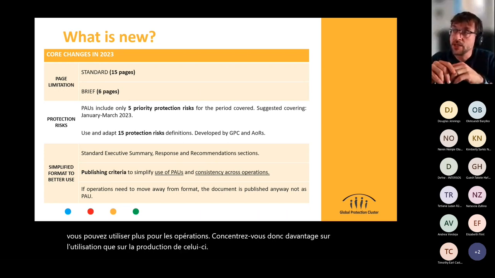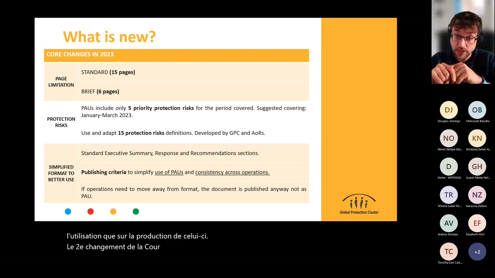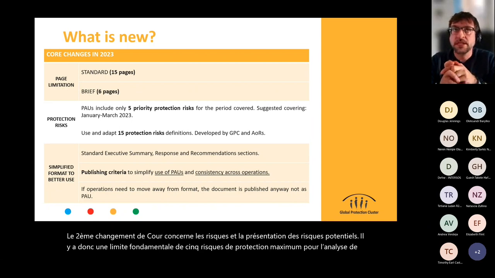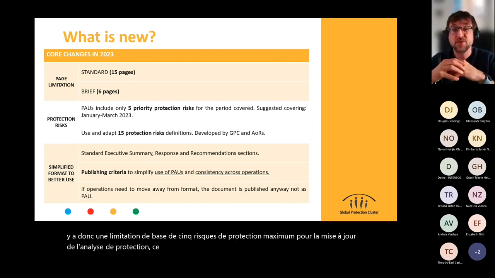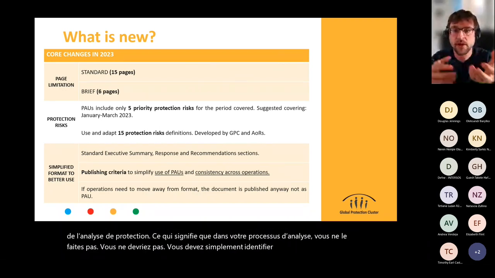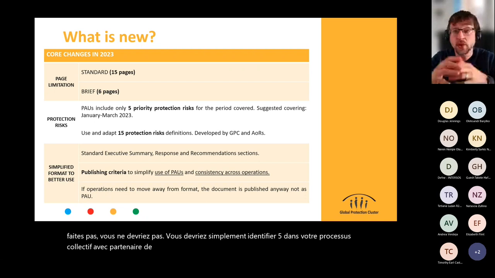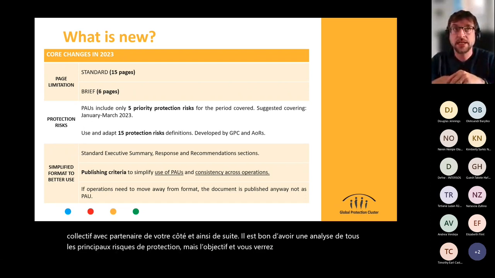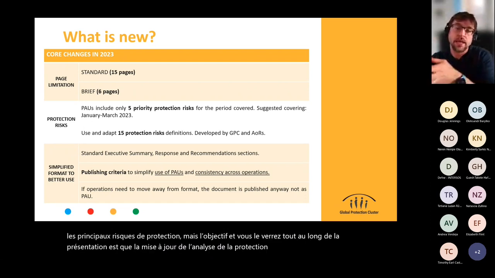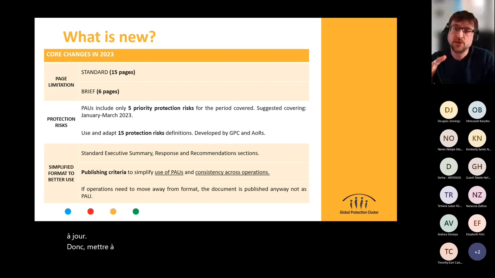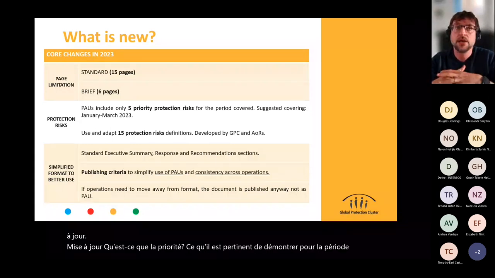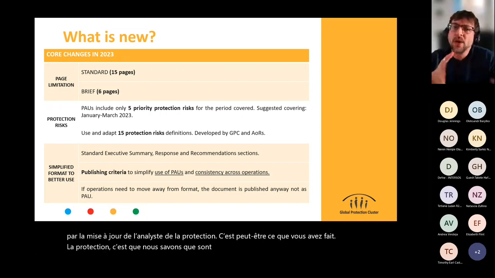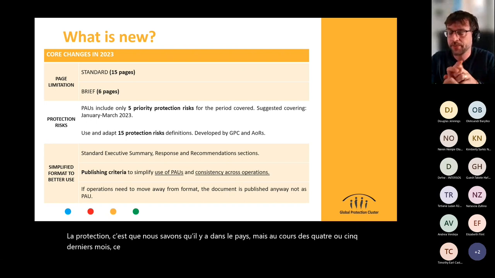The second core change relates to the risks and the presentation of protection risks. There is a limit of 5 protection risks maximum per protection analysis update, which doesn't mean that in your analysis process you should just identify 5. In your collective process with partners, AoRs, SAG, and so on, it's good to have an analysis of all core protection risks. But the goal, as you will see across the presentation, is that the protection analysis update is really focused on updating what is priority and relevant to show for the period covered. You might have protection risks that we know are in the country, but in the last 4 or 5 months, what we want to call attention to.